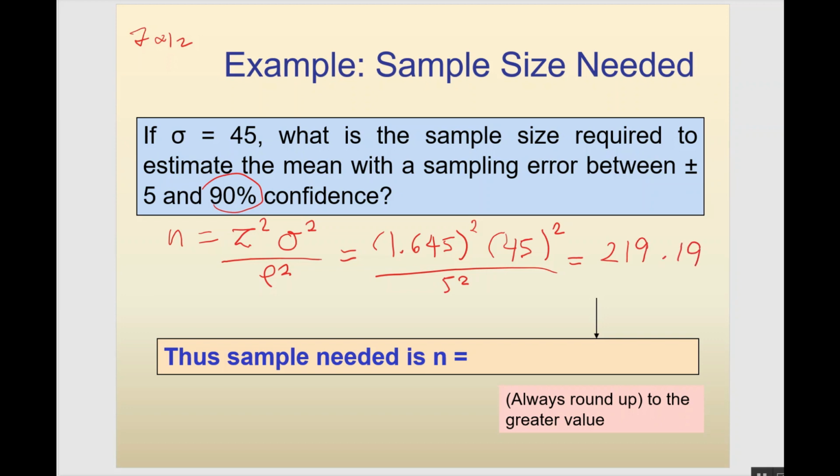So the sample needed, you approximate to the nearest whole number. So 220. Always round up to the greater value of 219.19, so we round up to 220. Basically, this one applies the same steps on how to find the Z value of 90% confidence. Be careful on the value that you plug in here. The others remain the same, you just plug in, but except for Z, you have to be careful.